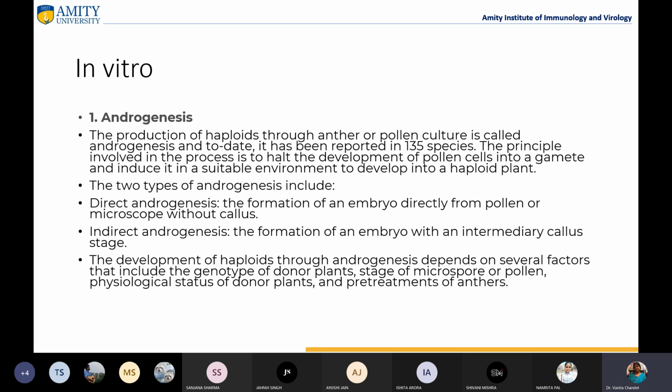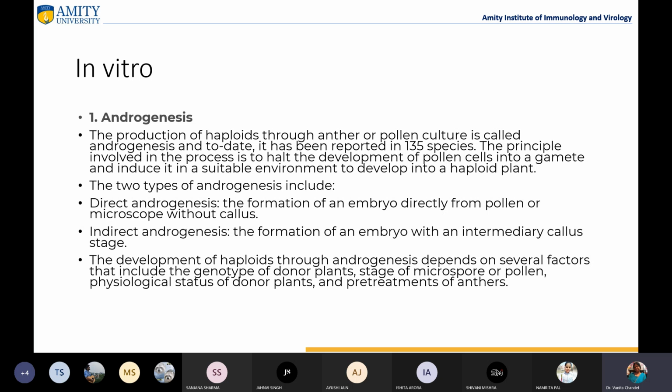Then if we talk about in vitro studies, again, it's the same androgenesis. So here we produce haploid plants through anther or pollen culture. So in a plant tissue culture method, we use anthers or pollens to generate the plant. It is called androgenesis, and it has been reported in a number of plants. Now, the principle involved in the process is to halt the development of pollen cells into gametes, and then we give it a suitable environment to develop into a haploid plant.